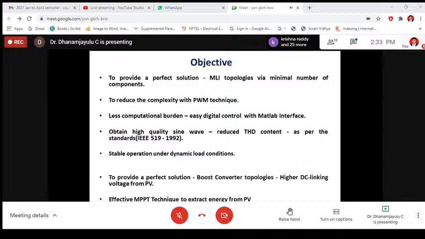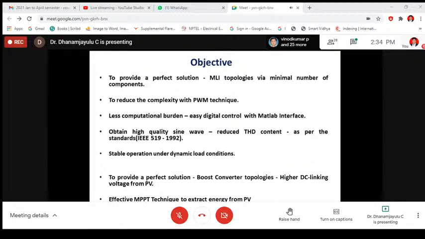A high quality sine wave must be obtained with reduced THD content as per the IEEE standard, along with stable operation under dynamic load conditions. This is the key factor with respect to the inverter. We need to test your inverter with non-linear loads as well as linear loads under dynamic load conditions.